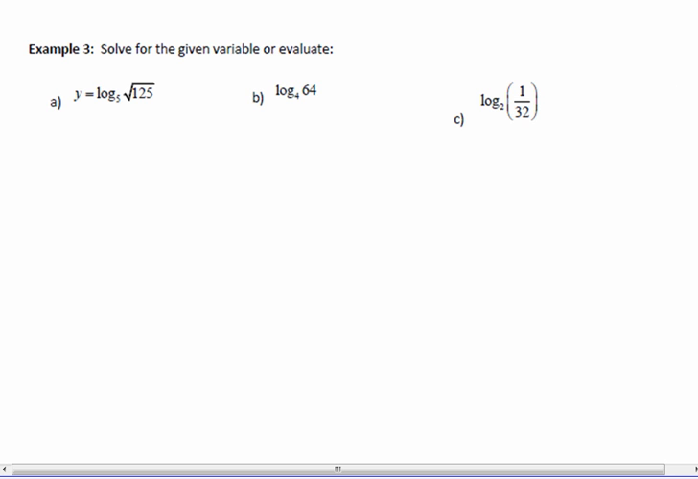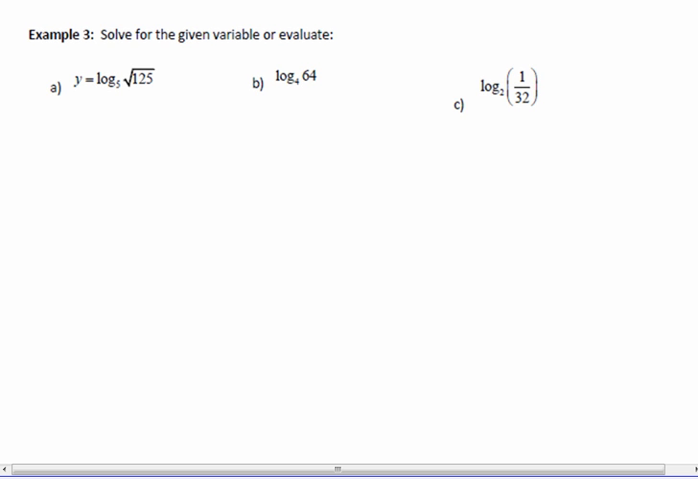Okay, so solve for the given variable. So we're going to play around with change of base a little bit. So let's change this from a log to exponential form. Okay, so what's my base? 5 to the power of y equals, my answer is root 125. So let's play around with change of base. Can we make 125 with a base of 5? 5 to the power of 3.